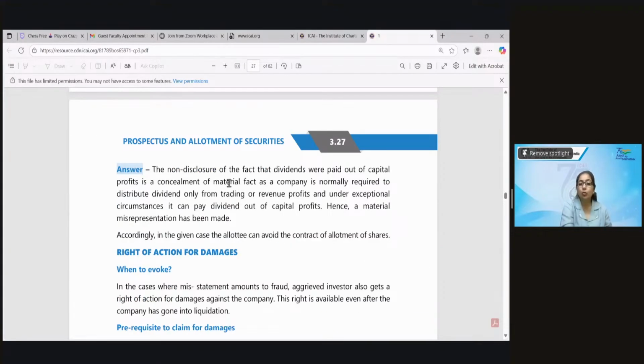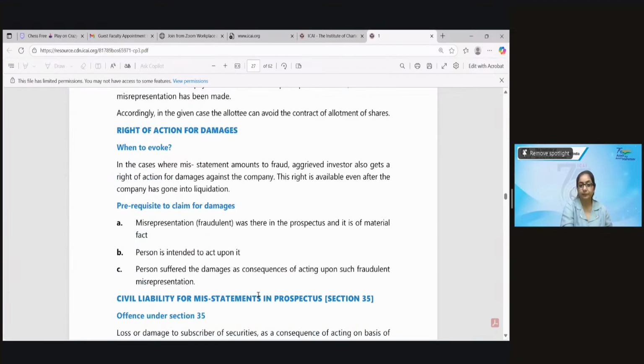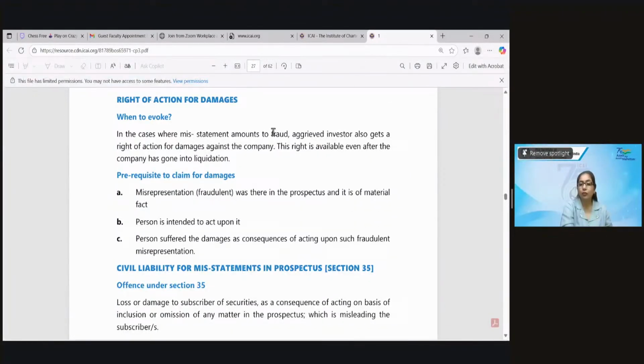So the non-disclosure is a concealment of material fact. Company is required to pay dividend from the trading profits. However, in the exceptional circumstances, it can pay out of capital profits. So material misrepresentation, you have to tell them from where we are paying the dividends. So accordingly, Allotee can avoid the contract. So if there is any fraud, aggrieved party get the right to claim the damages. What are the claim for the damages?